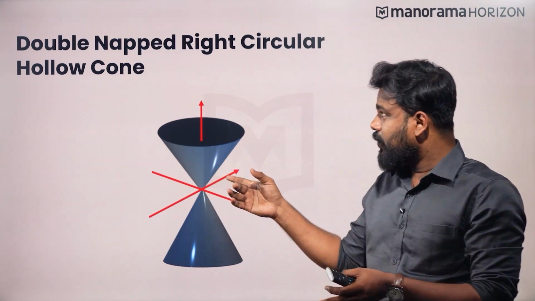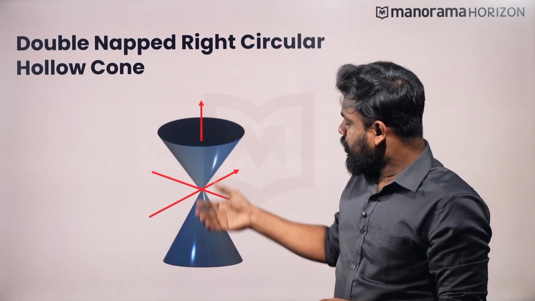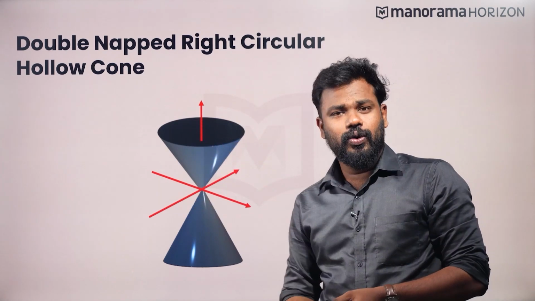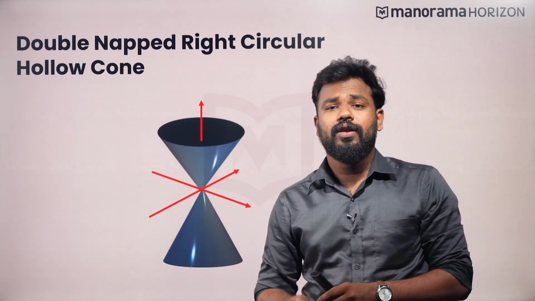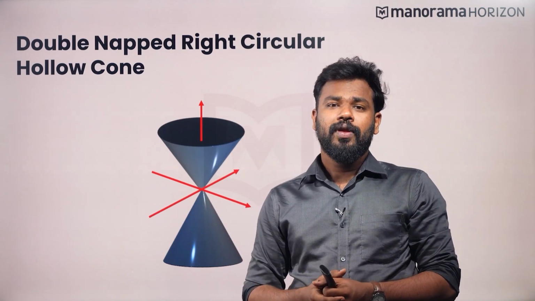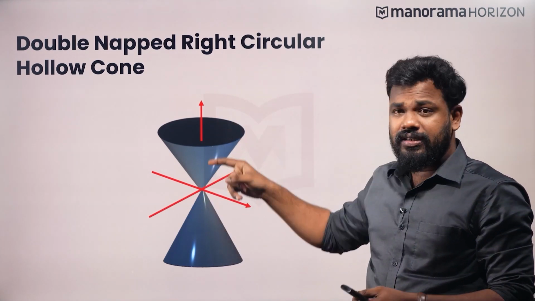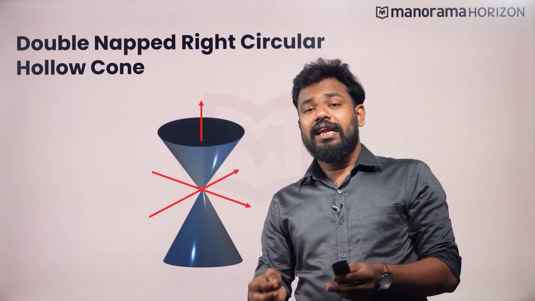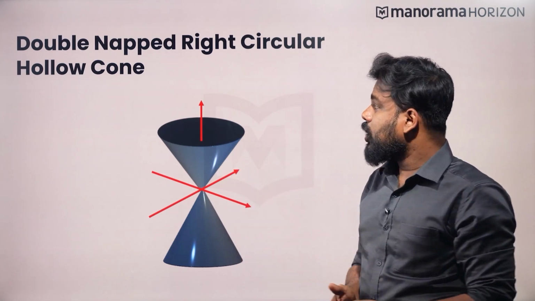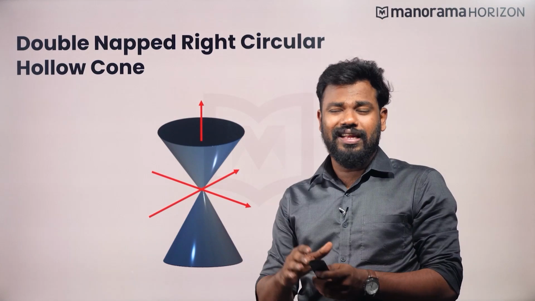And this is not a single cone. You can see that there is a cone on the upper side, as well as one cone on the lower side. So it is a double napped right circular cone. Why this right circular cone? The angle which the base makes with the height of the cone will always be 90 degrees. So that is why we take it as a double napped right circular hollow cone. It's a hollow cone. There is nothing inside.